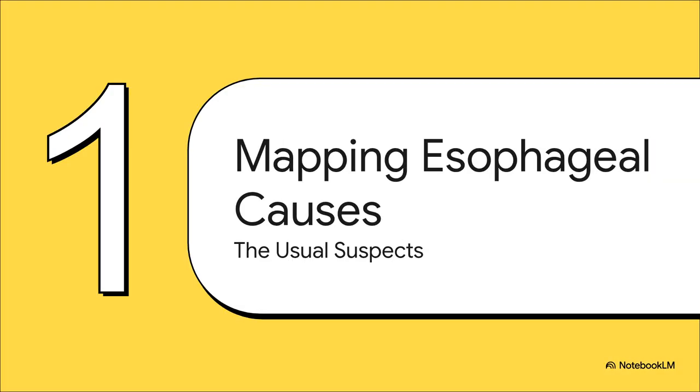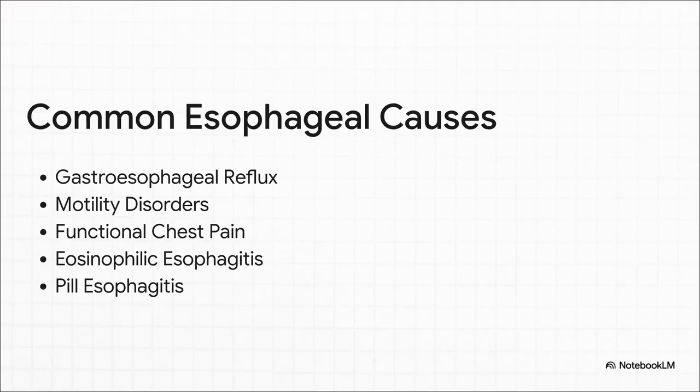Okay, first up, let's map out the esophageal causes. You can think of this as building our differential diagnosis. Lining up the usual suspects. Before we can figure out what the problem is, we gotta know what it could be. So here are the key players on our list.